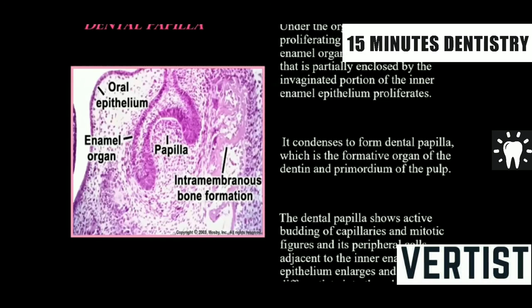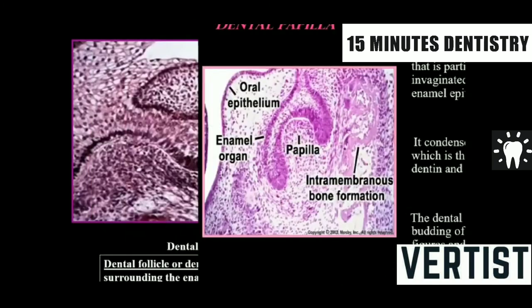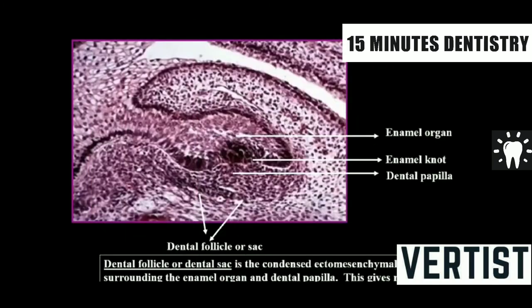So in the cap stage, you will get the enamel organ, which is an epithelial structure, and underneath it will be an ectomesenchymal structure, which is called the dental papilla. And this dental papilla finally gets converted into dental pulp, while the enamel organ gets converted into enamel and the epithelial root sheath, which will give rise to the roots as such. So that's the enamel organ.